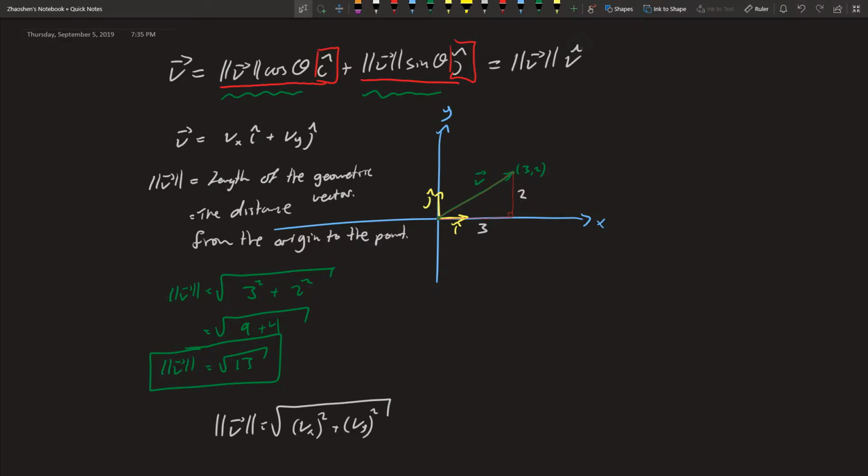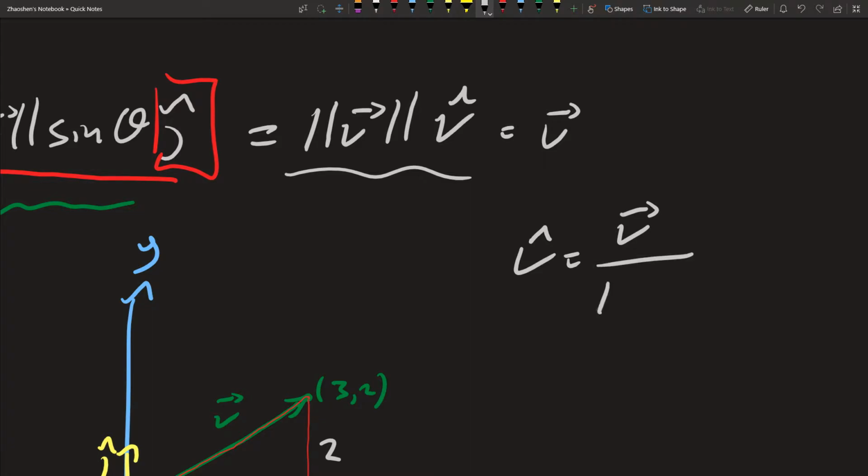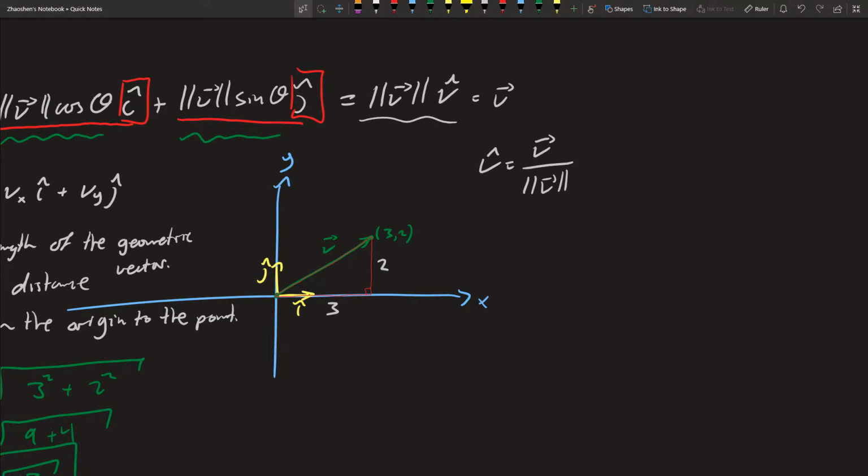Now let's move on to equation number 2, which is this quantity over here is equal to vector v. If we solve for the unit vector, meaning that the unit vector is equal to the vector itself divided by its magnitude, we can actually compute a unit vector. So, for example, given that, let's say v is equal to 3i plus 4j, we want to find the unit vector in the direction of v.